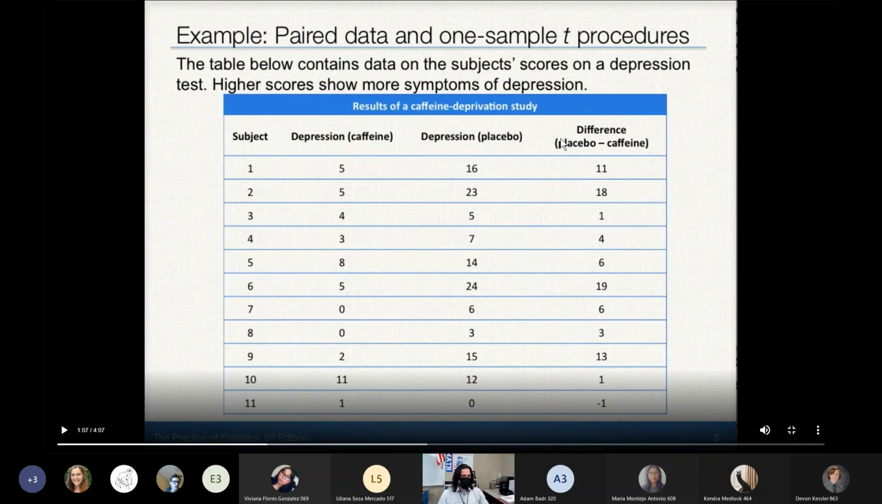Right? If these numbers were backwards, like say the caffeine had a higher score than the placebo, you would switch the order of the subtraction so you still have results that were more positive numbers than negative. These positive numbers just are easier to work with.